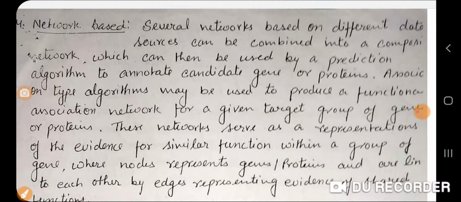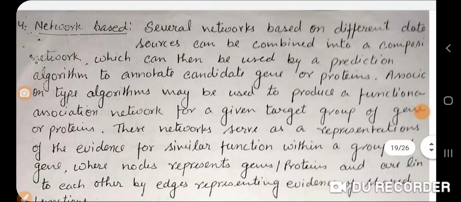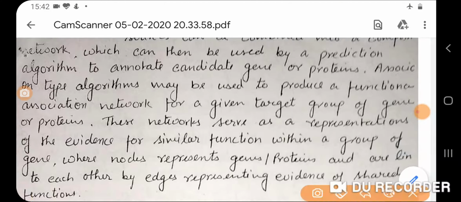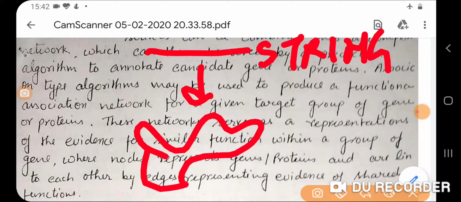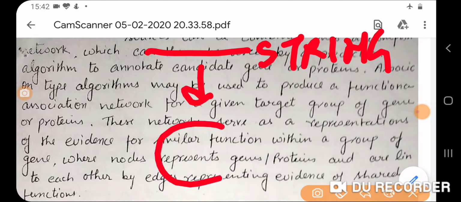So what is the meaning of network based? Suppose this is a gene sequence, and we want to know the network of this. Just go to the STRING database, as I told you, enter the sequence, and it will give you a complete network. You will identify the origin, and you will get the best representation of the connections among all the possible genes which are connected with it.